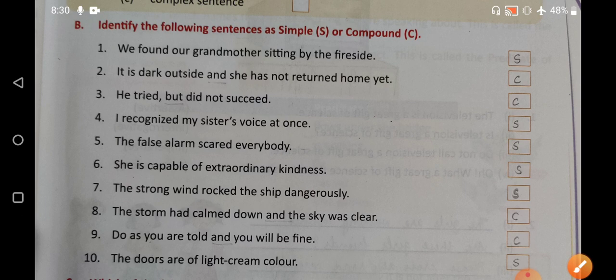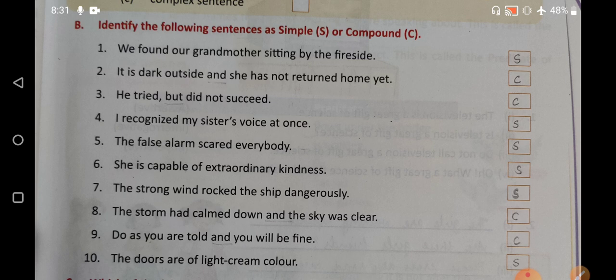He tried but did not succeed. It has a conjunction, but, so it is a compound sentence. I recognized my sister's voice at once. It has no conjunction and one verb, which is recognized, so it is a simple sentence. The false alarm scared everybody. It has no conjunction, so it is a simple sentence. She is capable of extraordinary kindness. This sentence also does not have any conjunction, so it is a simple sentence. The strong wind rocked the ship dangerously. This sentence also has no conjunction and it is a simple sentence.